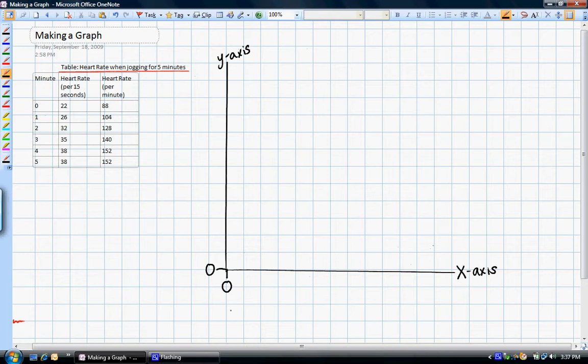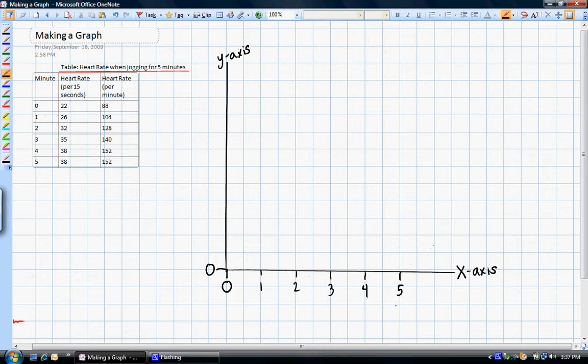Okay? The next thing I'm going to do is I'm going to try to figure out the scale. Now the scale for the time, which is going to go along the x-axis, is quite easy because it counts from 0 up to 5. So I can either spread out my numbers, 1, 2, 3, all the way up to 5, or I can write them on every line. Now I'm probably going to spread them out because I think that I've got enough room and it's going to make my points look nicer.